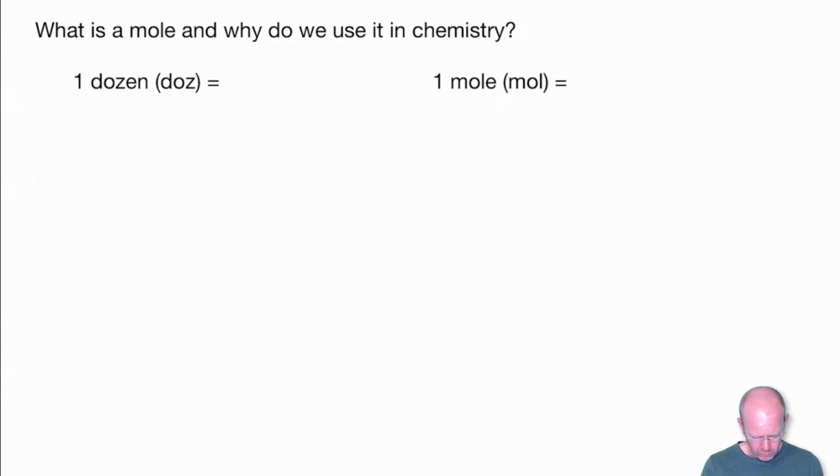So, what is a mole and why do we use it? Well, let's start with something familiar before we move into something unfamiliar. When we go to the store to buy eggs, we think about buying a dozen eggs, 12 eggs. 12 eggs is a good number. You don't go to the store to buy one egg. What can you do with one egg? If you want to buy eggs, you buy 12 eggs. So 1 dozen equals 12. And it's not just eggs, right?